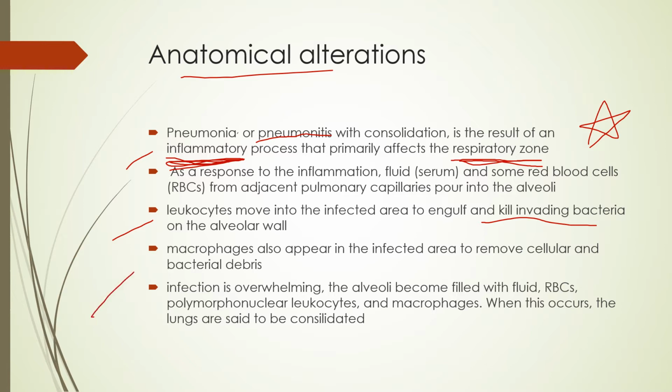So you have your type 3 pneumocytes, your macrophages, that also will move through those little pores of Kohn, those neighboring alveoli, and they'll move to that area of infection to help remove any bacterial debris. So they're going to do their little phagocytosis thing where they go and eat and help manage that infection.